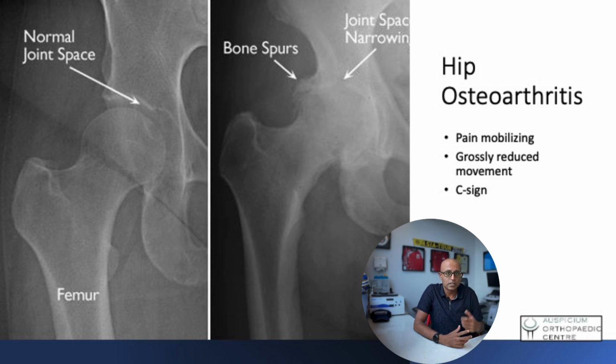Typically, with degenerative changes in the hip, the patient may present with the C sign. And that's where they press their hand around the hip joint and say, this is where my location of pain is.